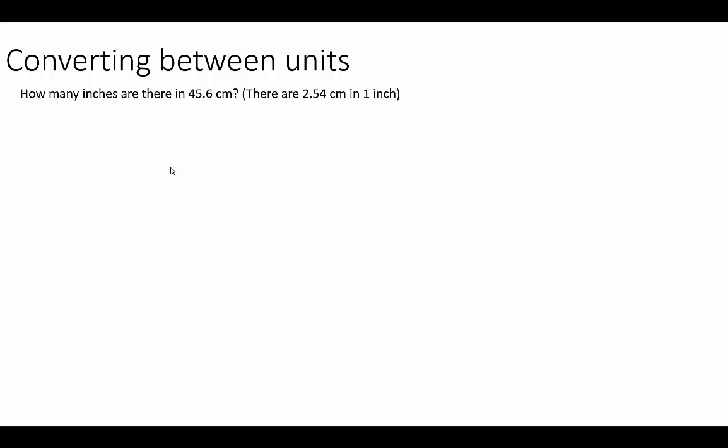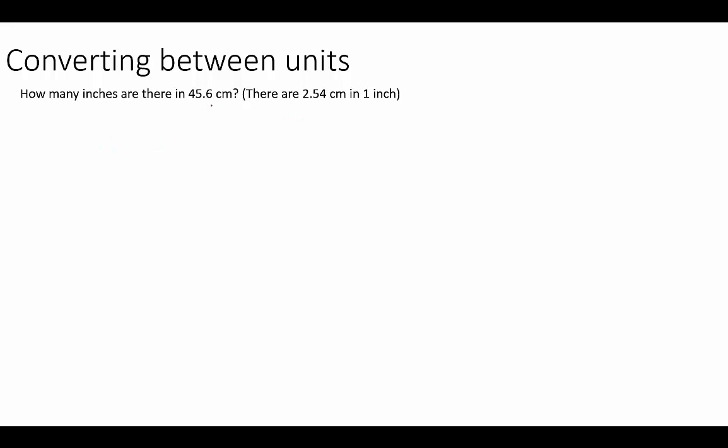Anyway, so let's look at it. So this one says, how many inches are there in 45.6 centimeters? And then they give me a conversion factor, 2.54 to 1 inch. And so all we're going to do is we're going to set up ratios, or it derives from ratios. This is the short way of doing it.